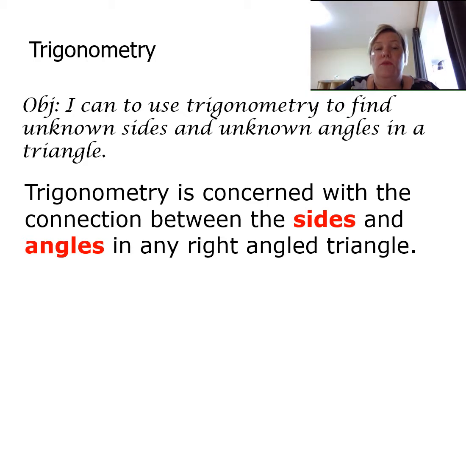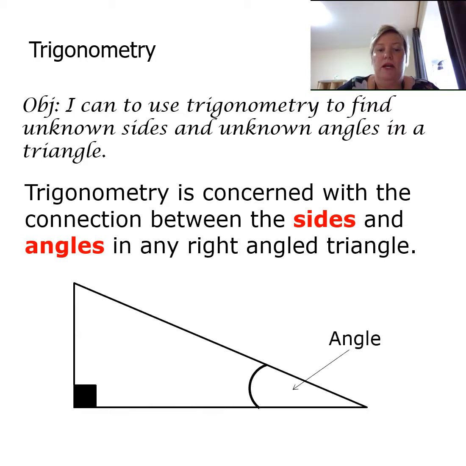The word trigonometry means tri, three, gon, shape, metry, measurement. So the measurement of three-sided shapes. Now importantly in trig, unlike Pythagoras, we are completely obsessed with what the marked angle is.